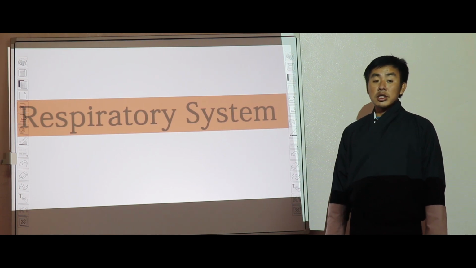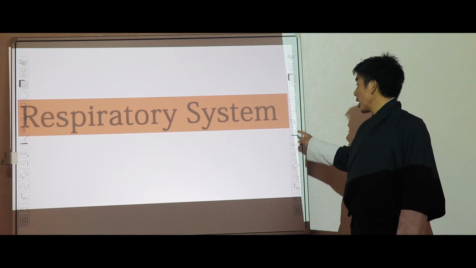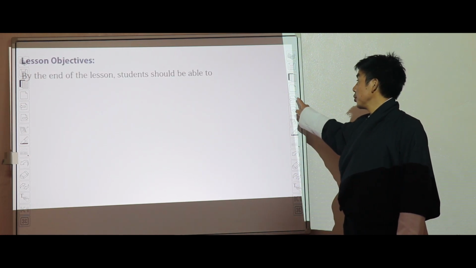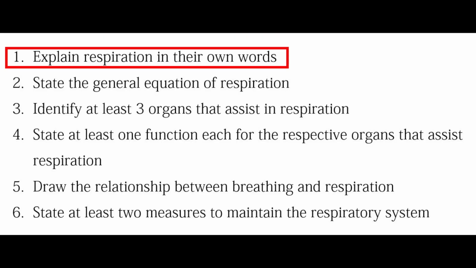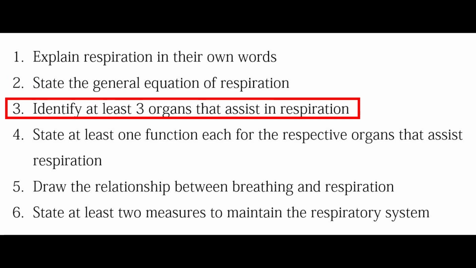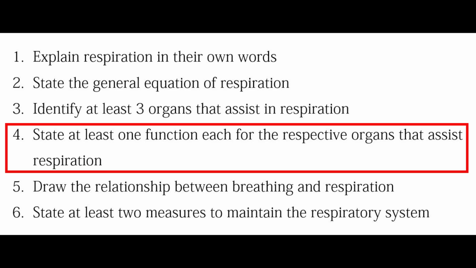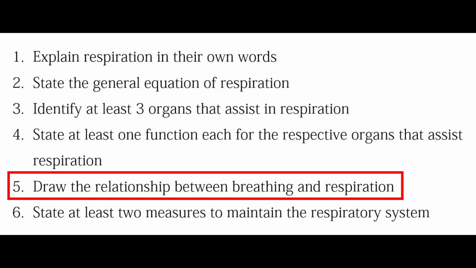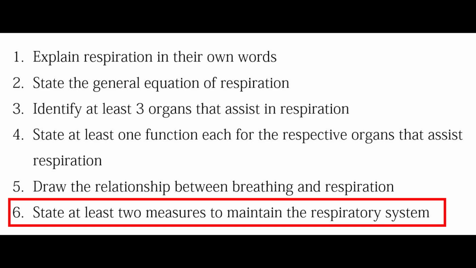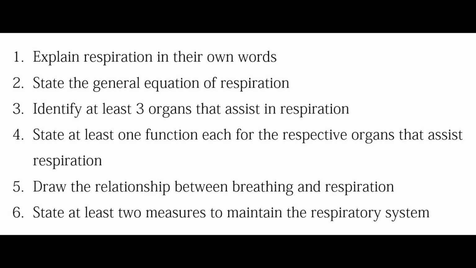In order to learn about the respiratory system, I have set 6 objectives. Firstly, by the end of the lesson, students should be able to explain respiration in their own words. Then, state the general equation of respiration. Then, identify at least 3 organs that assist in respiration. State at least one function for each of the respective organs that assist respiration. Number 5, draw the relationship between breathing and respiration. And finally, state at least 2 measures to maintain the respiratory system.